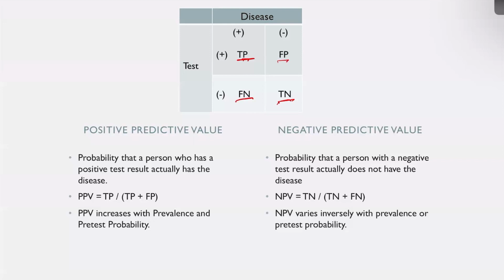Okay. So you have to remember that PPV increases when there is increased prevalence or pre-test probability of a test. But NPV varies inversely with prevalence and pre-test probability. So I would urge you to remember it like this: PPV has a P, prevalence has a P, and pre-test probability also has P's. So they all go in the same direction. Whenever the prevalence is increasing, the PPV will increase. With the pre-test probability increasing, the PPV will also increase. But NPV goes the other way around. All right.